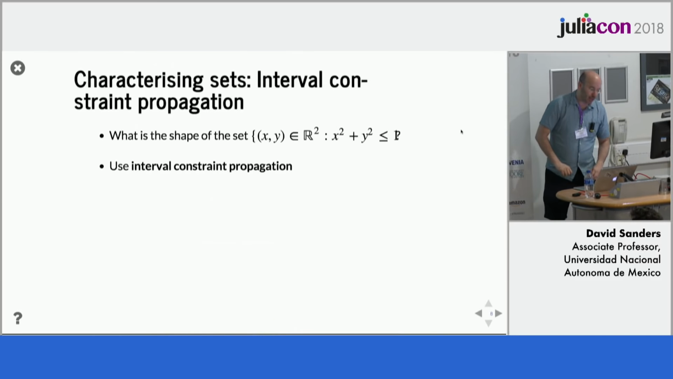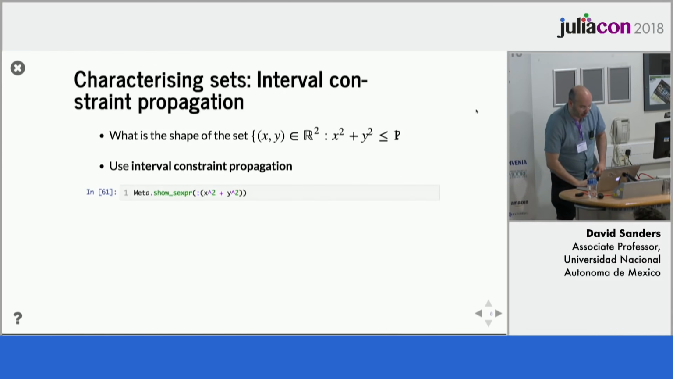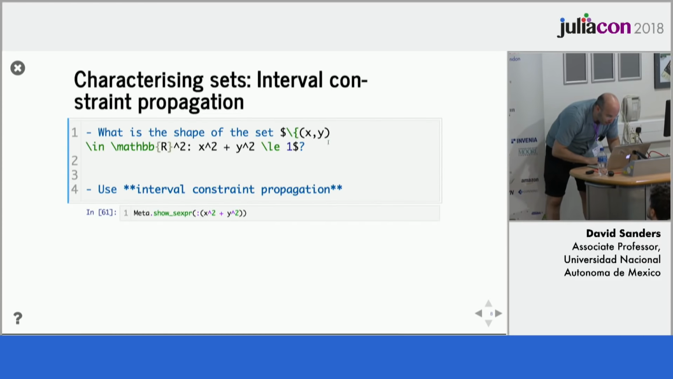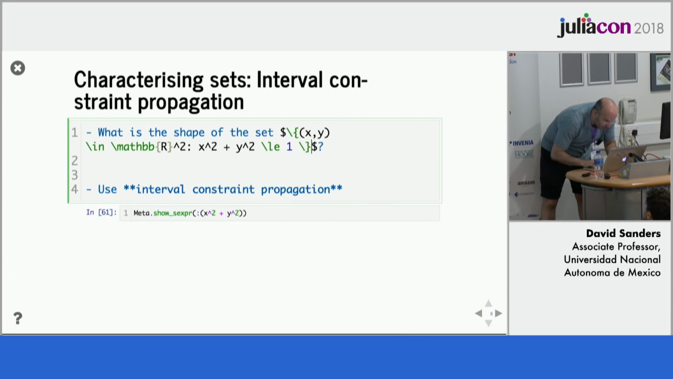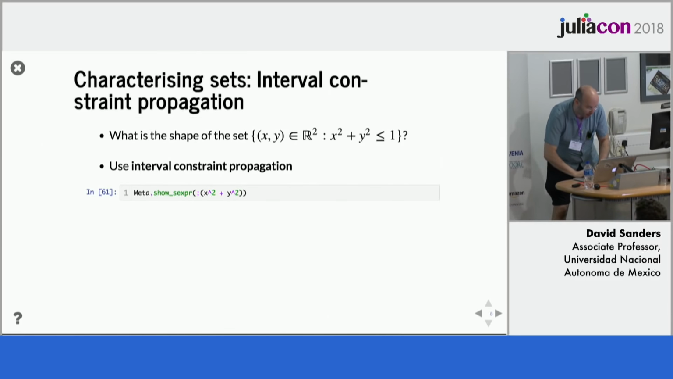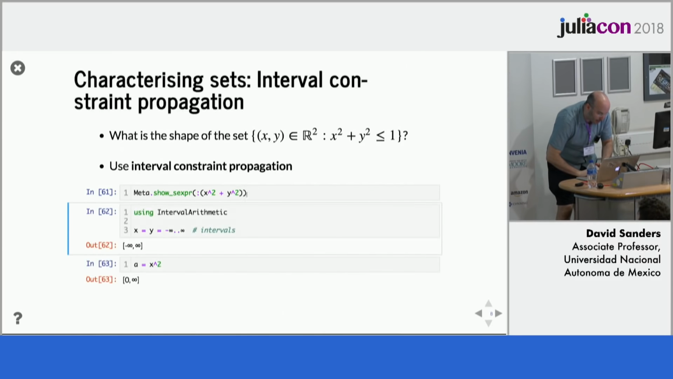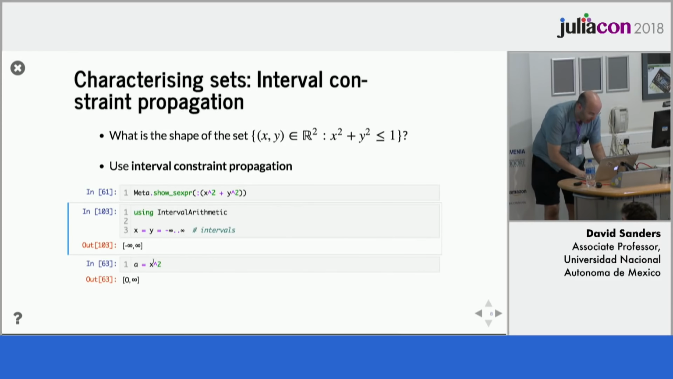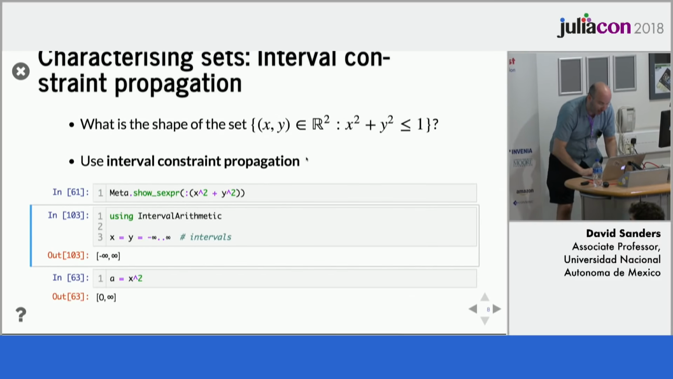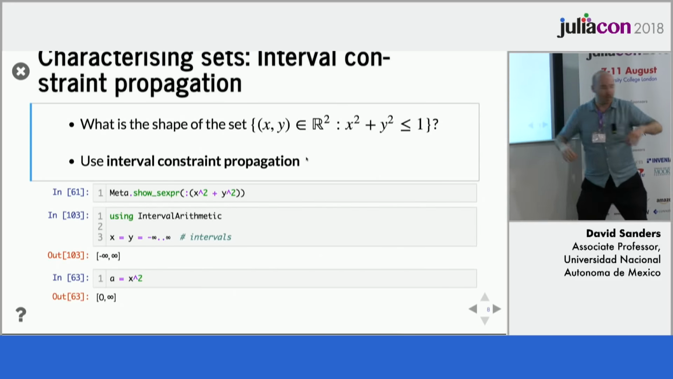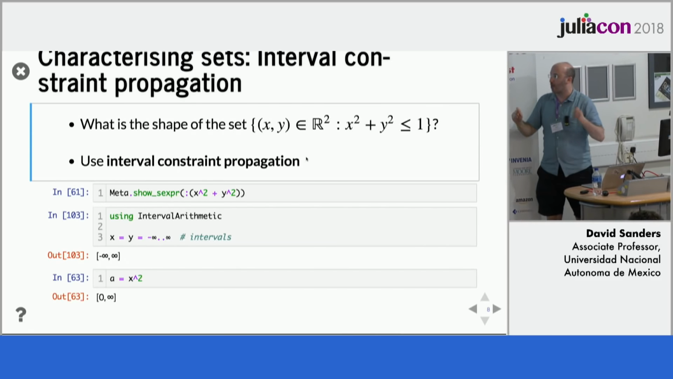And so I do want to mention constraint propagation. So how do I find this set of all the points for which x squared plus y squared is less than or equal to 1? What I'm going to do is start with no information. So x and y are both intervals from minus infinity to infinity. Then I'm going to think of this expression as a tree, an expression tree, and I'm going to introduce at each point of the tree a new variable.